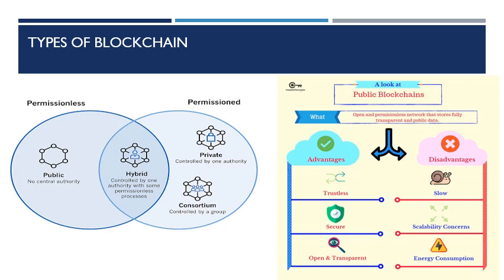When we look at the disadvantages of this public blockchain, the main disadvantage is processing. The rate of transaction processing is very slow due to its large size. Verification of each node is a very time-consuming process, and the energy consumption is also very high.